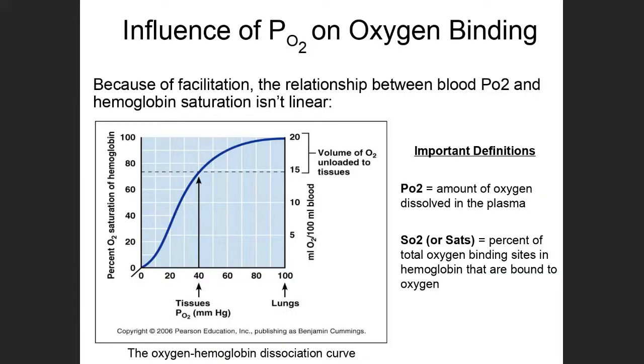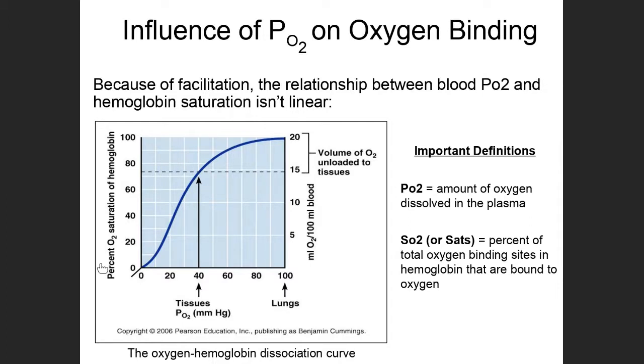This last slide is a diagram that kind of shows this relationship in a mathematical form. Because of facilitation, we end up with a situation where the relationship between the blood plasma oxygen and hemoglobin saturation isn't linear. If you look at this diagram, I want to walk you through this a little bit. Down here on the x-axis is our representation of the amount of oxygen that's in the plasma. So this is the PO2 of the plasma.